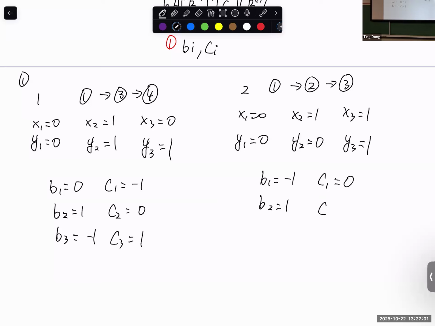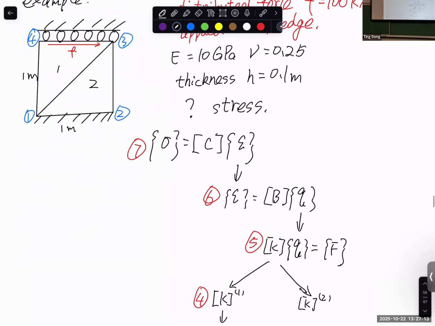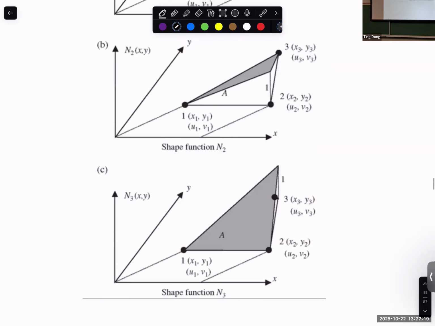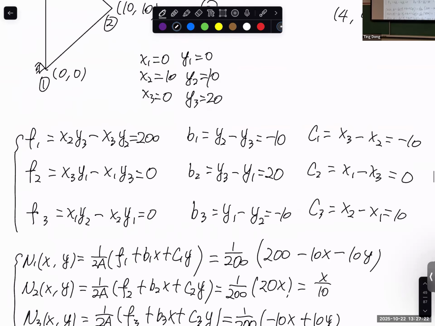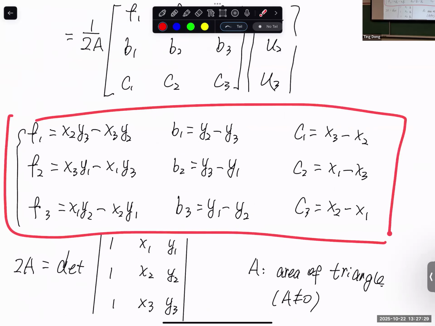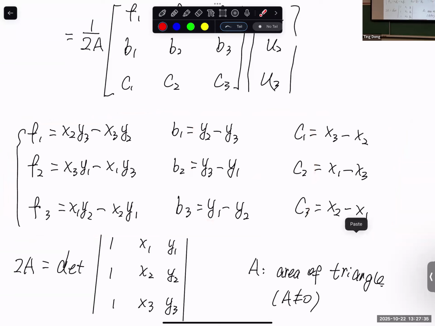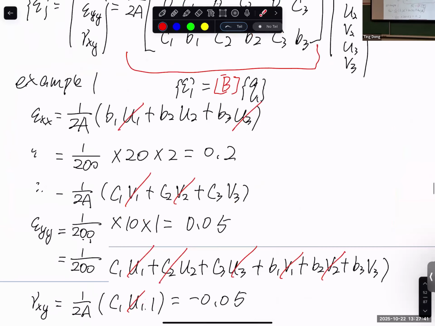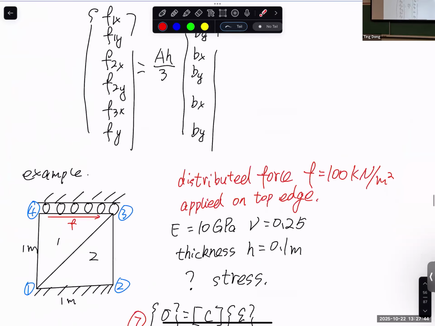B2, C2, B3, C3. If you are confused about what the original equation is, I can show you here very quickly. You can check your lecture notes. These are the F and B and C, based on the coordinates. Since I already wrote all the coordinates, B and C can be calculated very easily. So these are the F, B, and C for our two elements.